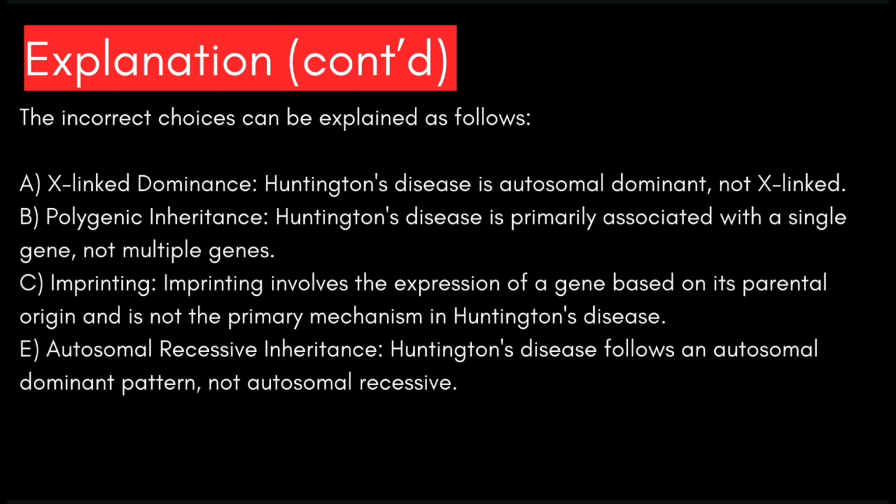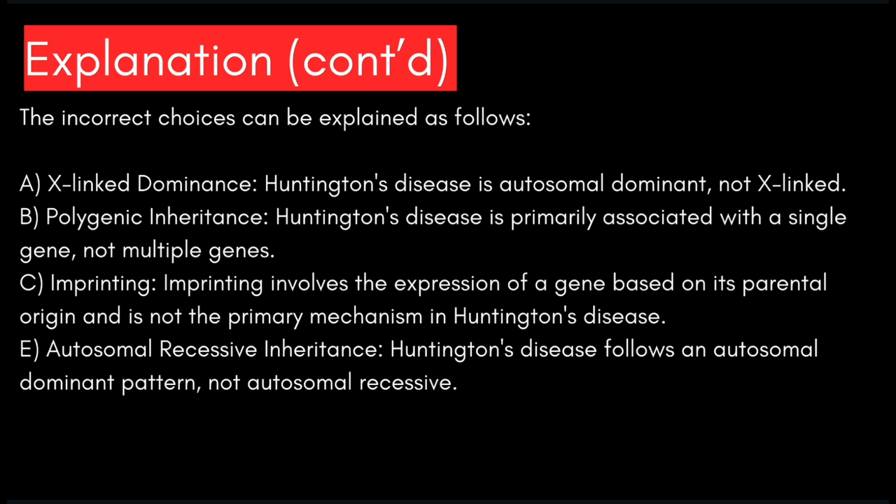Let's go ahead and see why the other answer choices are incorrect. X-linked dominance: Huntington's disease is autosomal dominant, not X-linked. Polygenic inheritance: Huntington's disease is primarily associated with a single gene, not multiple genes. Imprinting involves the expression of a gene based on its parental origin and is not the primary mechanism in Huntington's disease. Autosomal recessive inheritance: Huntington's disease follows an autosomal dominant pattern, not an autosomal recessive pattern.